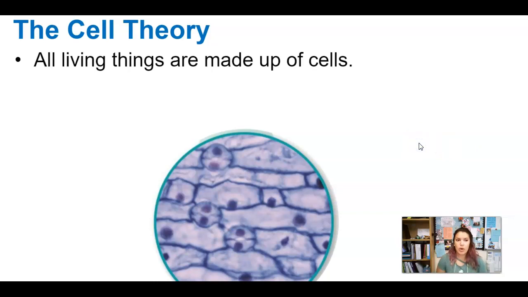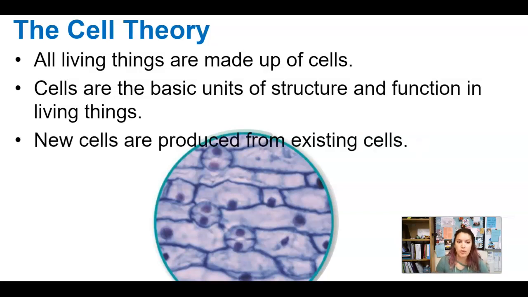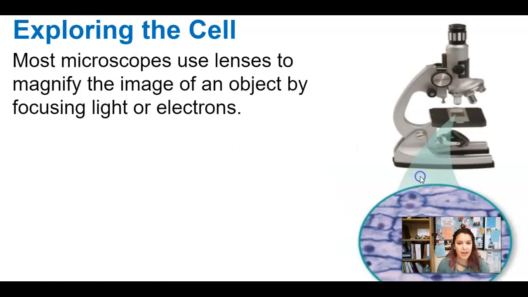All right, so the cell theory, we know there are 3 parts. At this point, hopefully these are committed to memory and you can pick out the 3 main parts. The first one is all living things are made up of cells. The second one, and I think kind of the hardest one to remember, is that cells are the basic units of structure and function in living things. And then third, new cells are produced from existing cells through mitosis.